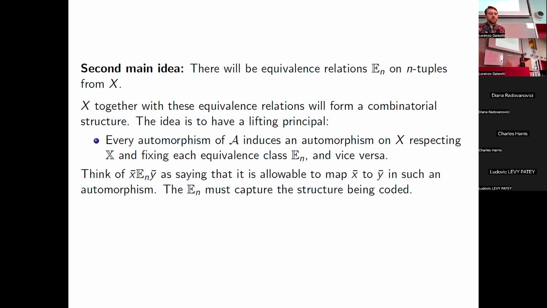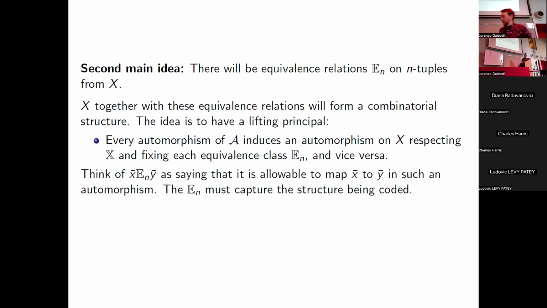So intuitively, you should think of these equivalence relations on the tuples really as saying that it's allowable to map the one tuple to the other in an automorphism, right? So the automorphism should maintain these. That's saying that any automorphism has that property. And moreover, if they're related, it should be possible to map the one to the other. So the E's are really going to capture the structure being coded because they're restricting the kinds of automorphisms you can do. So if in the original structure you can't map A to B, then no element here is E1 related to an element here. So that's how you're capturing the original structure, with these equivalence relations.